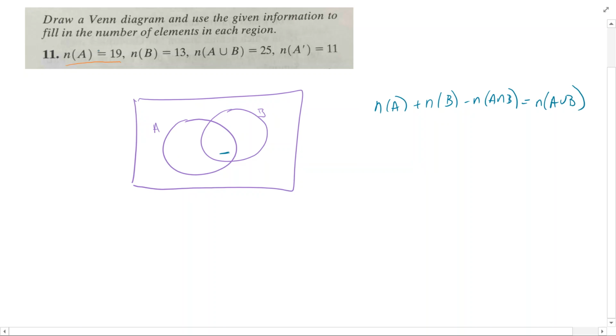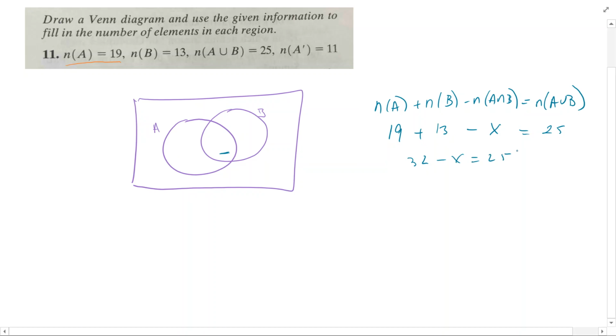Okay, so setting this up, it's like an algebra problem now. We know the number of elements in A, that's 19. The number of elements in the set B we're given, that's 13. We don't know how many are in the intersection, that's what we're looking for, so I'm going to let that be my variable x. And then how many are in the union was also given, that's 25. And now we can go ahead and solve this for x. So adding together my like terms over here, 19 plus 13, we'll have 32. So 32 minus x equals 25.